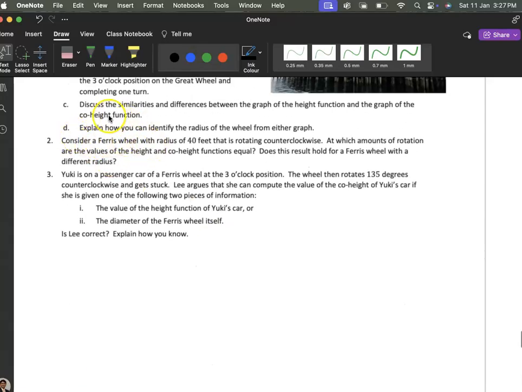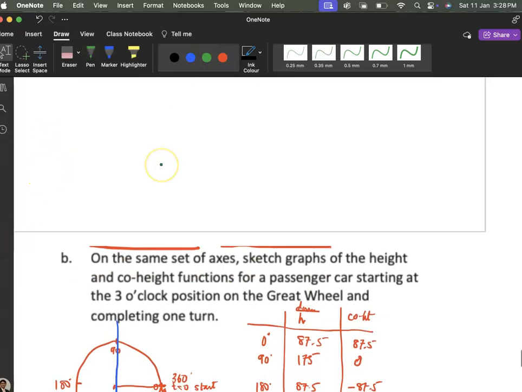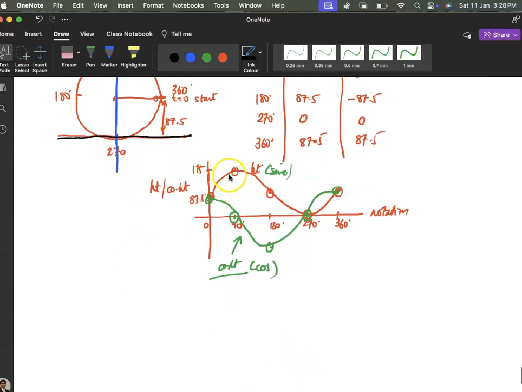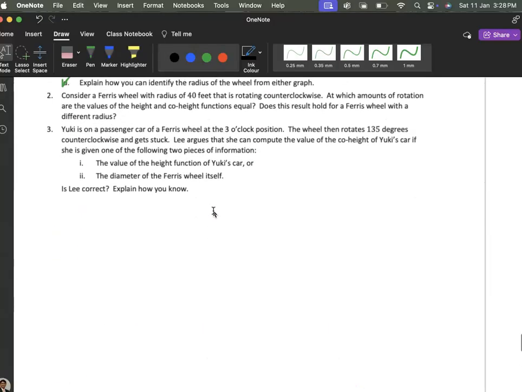Consider a Ferris wheel, explain how you identify the radius of the wheel from either graph. The radius is half the diameter. From the graph, how do you come to know the radius? The midway. Whatever the maximum height is, half of that. It's the amplitude basically. Amplitude is half the distance between the highest point and the lowest point.